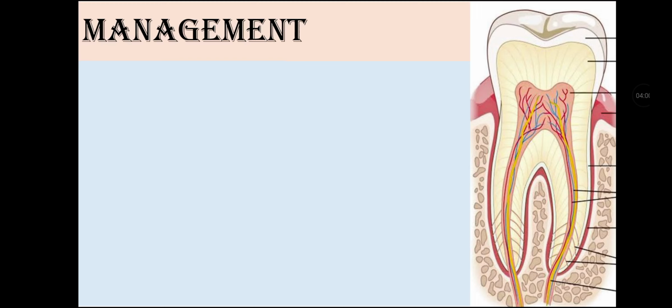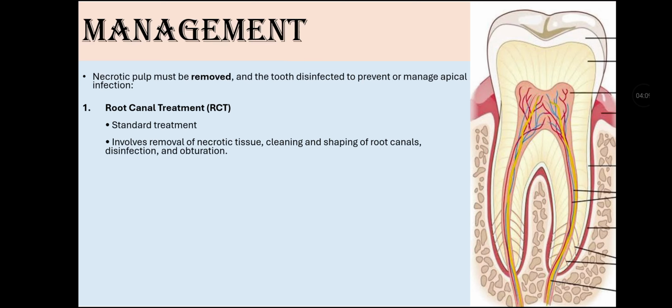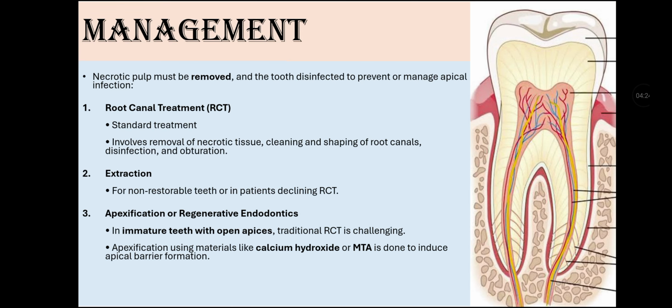Now let's talk about management of pulp necrosis. Necrotic pulp must be removed and the tooth disinfected to prevent or manage apical infection. The first thing we do in the management of pulp necrosis is root canal treatment. That is standard treatment that involves removal of necrotic tissue, cleaning and shaping of root canal, and disinfection and obturation. The second thing we do is extraction, that is for non-restorable teeth and patients declining root canal treatment.